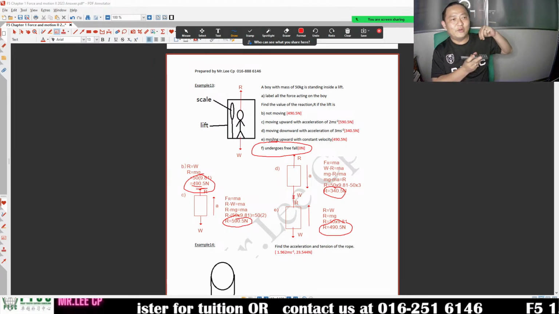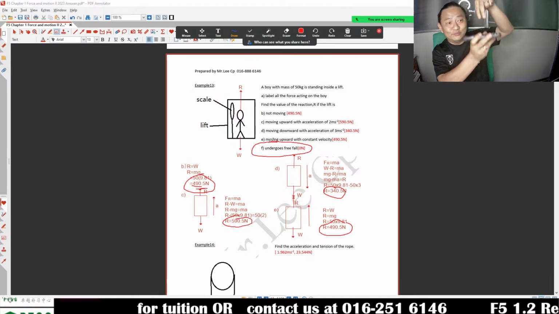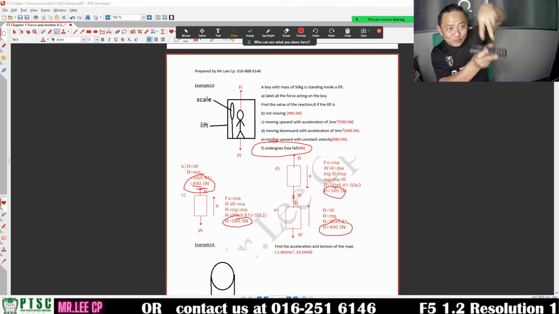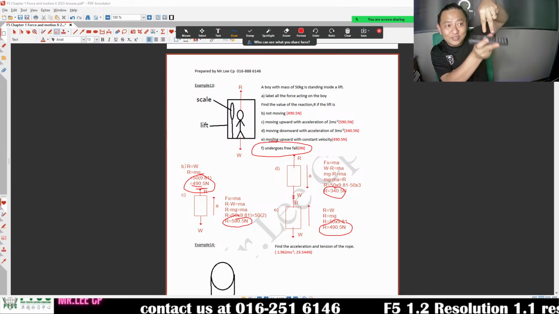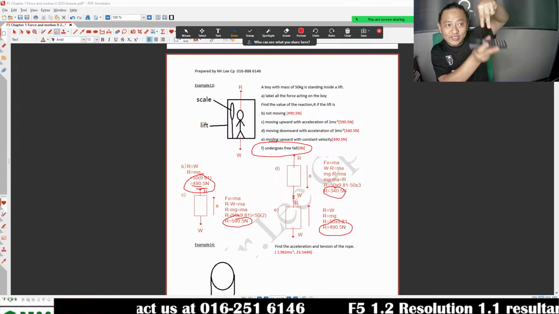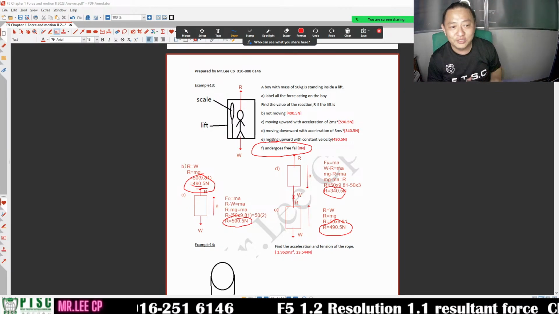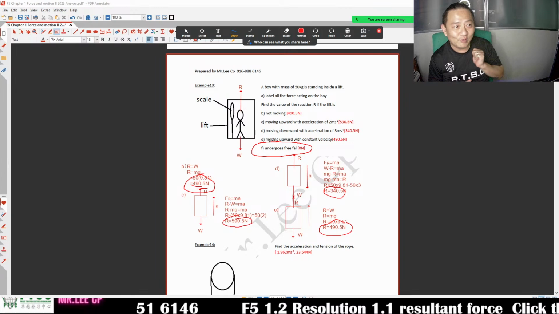You want to jump, all right? Now 1, 2, 3, jump. You are going to compress the scale, but the scale is dropping down, free falling. You are also free falling. You both are together free falling. What is the reading?